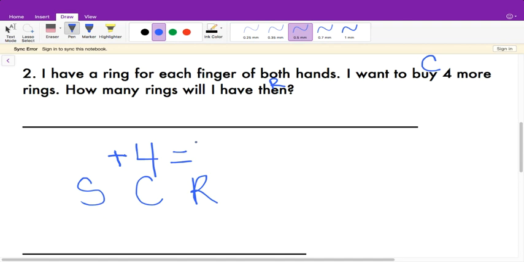How many rings will I have then? That's the question for the result. So we need to put a box there. Now, what about at the start? It says I have a ring for each finger of both hands. Doesn't say exactly how many rings they have, but there's one for each finger. So I'm just going to put how many fingers we have on both of our hands. So if we have 10 fingers, that means we have 10 rings. That's right. So we can put, I have 10 rings.